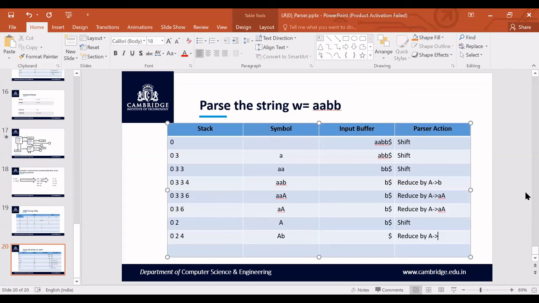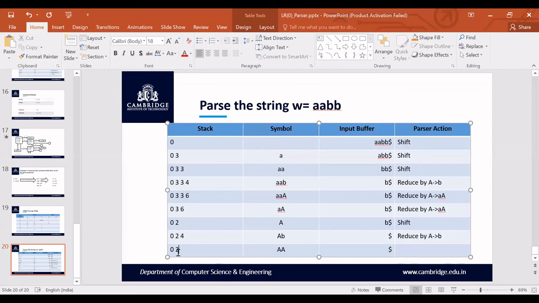Now I am going to replace B with variable A, and the input buffer is having the dollar symbol. Fine. And now how many symbols have I reduced? I have reduced only one symbol. So how many states am I supposed to pop out of the stack? I am supposed to pop out only one state, that is 4, which is present on the stack top, and I am left with the state 0 and state 2.